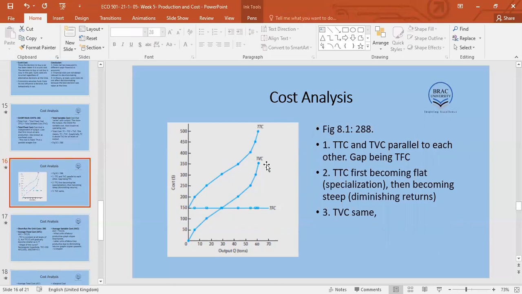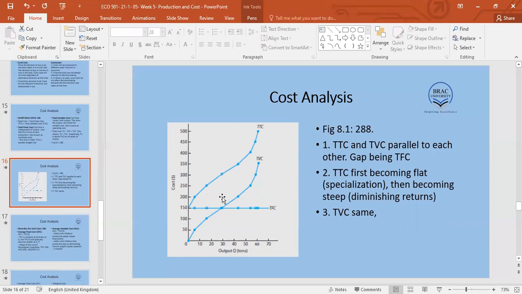Total cost is always above total variable cost because total cost is greater than total variable cost. What's the gap between them? The gap is the total fixed cost between them. Now, they're parallel to each other because the fixed cost is the same, no matter what the level of output.